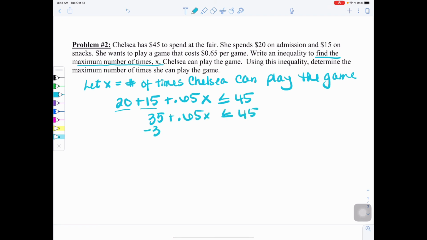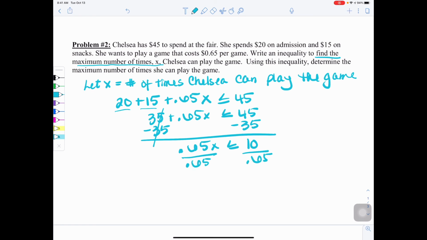We would get rid of our 35 by subtracting it from both sides. So we have 0.65x is less than or equal to 10. And then we divide both sides by 0.65. No need to change the inequality symbol, so we get x is less than or equal to, and when you divide this out on your calculator, you're going to get 15 and 5/13. Now, are you going to play 15 and 5/13 of a game? No. So we're going to have to make a smart decision about the maximum number of times she can play.